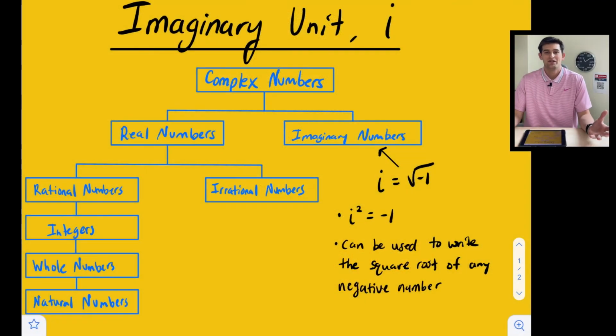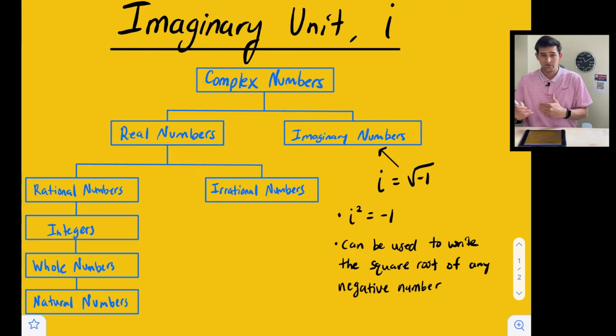What is the imaginary unit i? Well, it comes from our set of complex numbers, and if we look on the screen right here, we have a sort of Venn diagram or a chart of our complex number system. So probably up to this point, you've been working with real numbers, and you know the fact that we have rational and irrational numbers, and then under rational numbers, we have integers, whole numbers, and natural numbers.